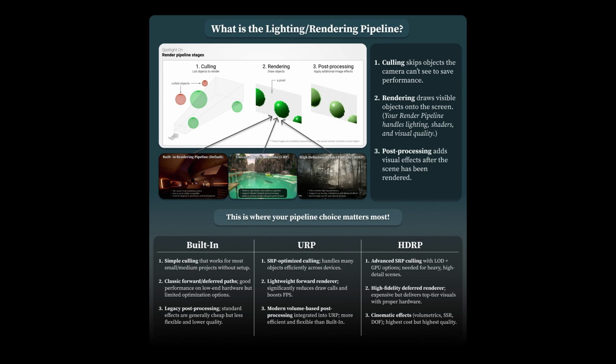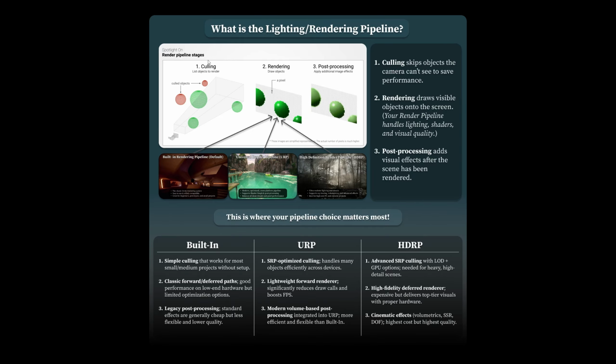Before we go into more detail, let's talk about what a rendering pipeline does and how it affects your scene. A render pipeline is simply the steps Unity uses to turn your 3D scene into the final image on your screen. Every frame in your game goes through the same basic stages: culling, rendering, and post-processing. So let's break that down real quick.